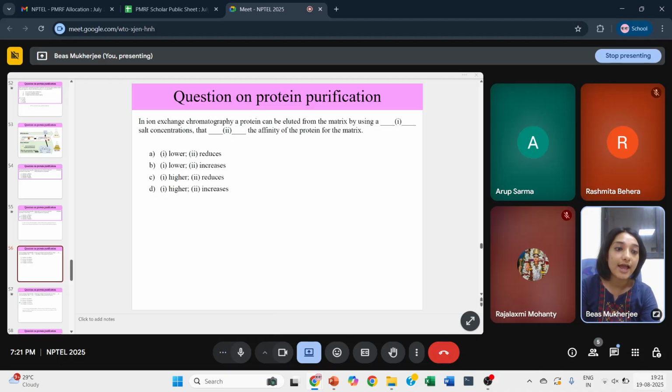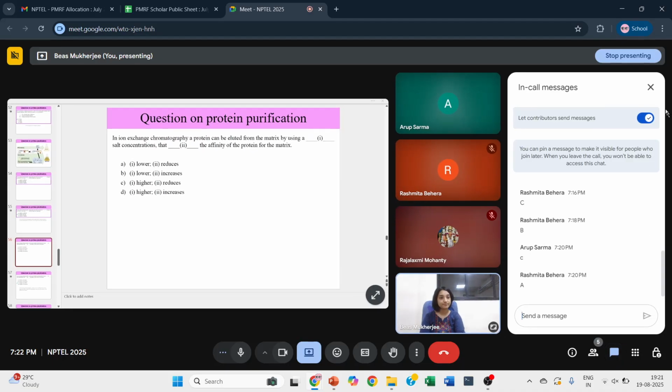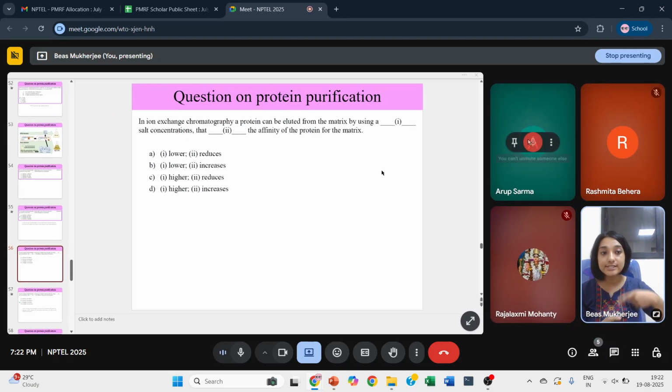So in ion exchange chromatography, what is going to happen? Do you want to increase the salt concentration in the buffer or decrease it? And what do you want to do with the affinity of the protein for the matrix? For elution, not flow through. So elution means it is the later stage, right? What do you want to do?